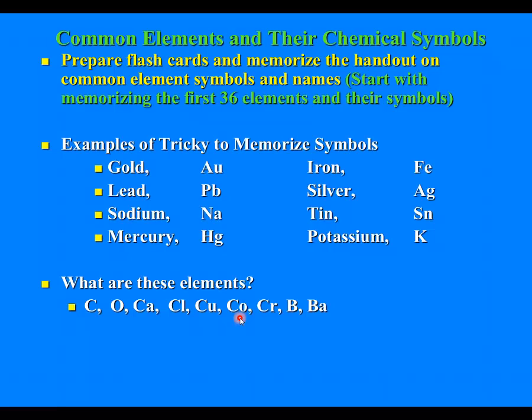What is this element? This is cobalt. Don't confuse the copper symbol with the cobalt symbol. Be very careful. Now, if I have a capital C, lowercase r, what element is that? It's a metal. There's a hint. It's kind of in the middle of the periodic table. It's chromium. If I have a capital B, what element would that be? You might not be as familiar with this one. That's boron. If I have a capital B, lowercase a, that's barium.